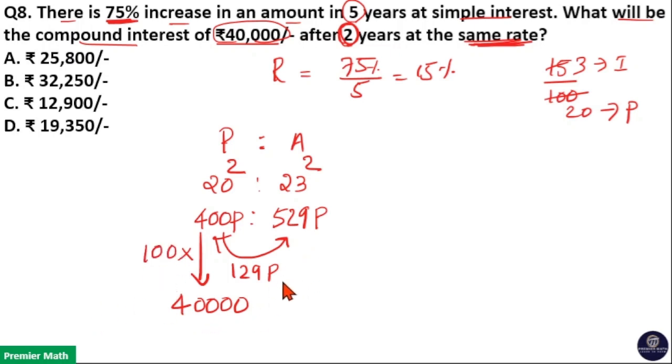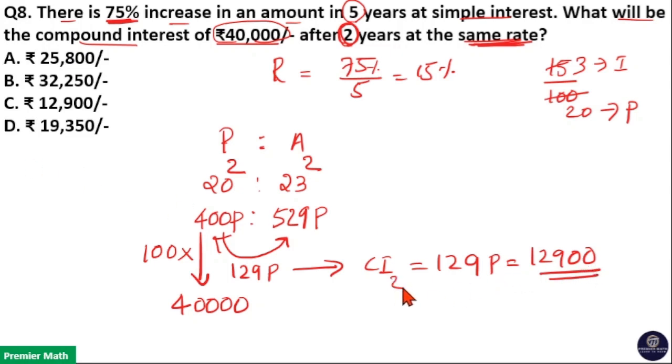If 1 part is equal to 100, 129 parts is the compound interest. Compound interest is 129 parts, which is equal to 129 into 100. So 12,900 is the compound interest for 2 years. So option C is your answer.